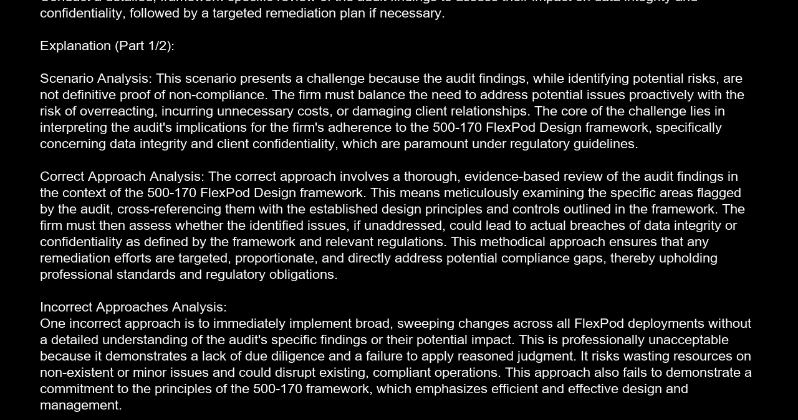The correct answer is D. Conduct a detailed, framework-specific review of the audit findings to assess their impact on data integrity and confidentiality, followed by a targeted remediation plan if necessary.